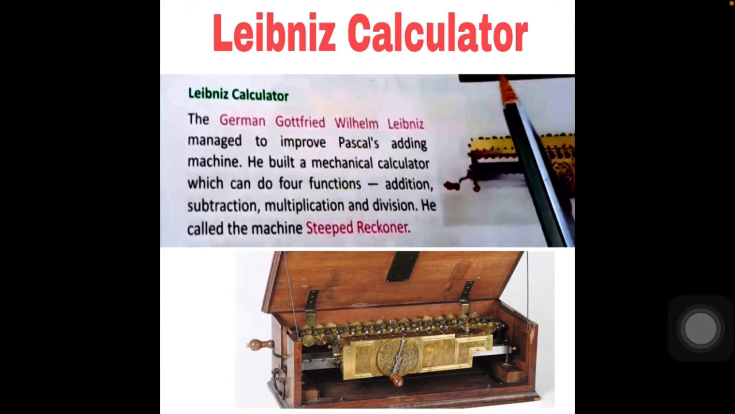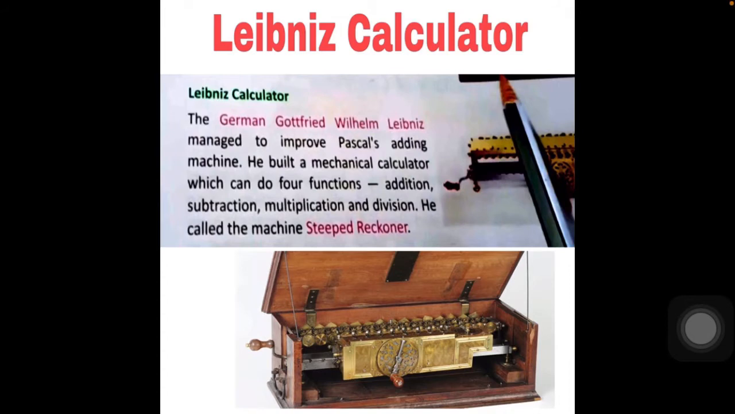Okay. Leibniz built a mechanical calculator which can do 4 functions. Which 4 functions? It is mainly used for calculations of addition, subtraction, multiplication and division. And after the improved version of the Leibniz calculator, it could also calculate square root problems. So this type of calculator was used for the next 300 years.